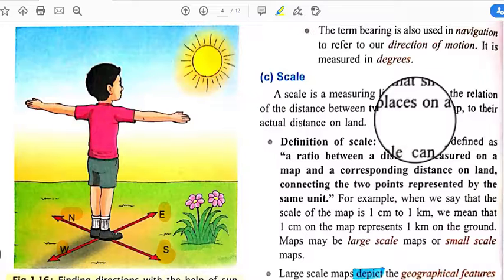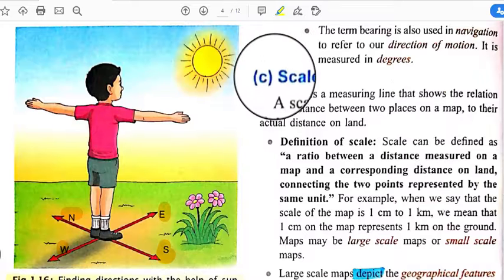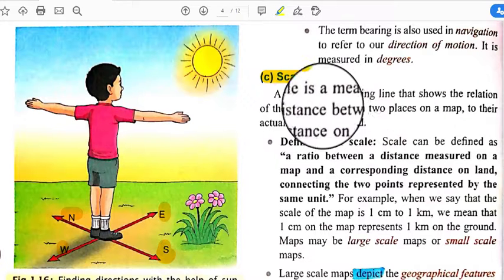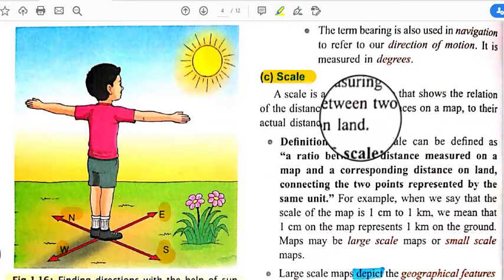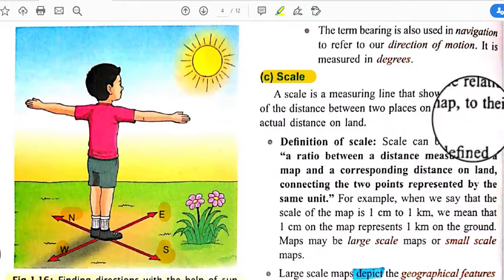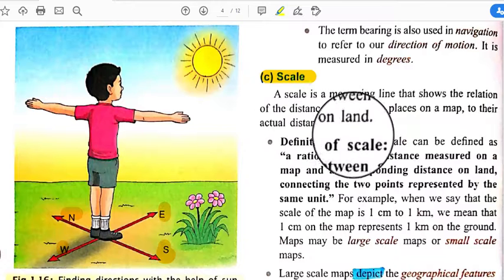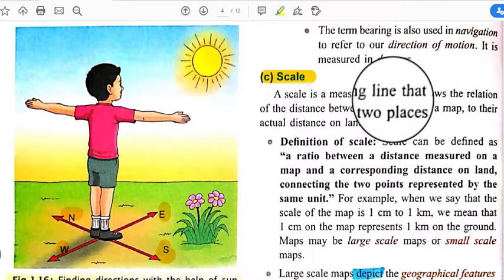Today we will continue our study from scale. So what is scale? Scale is a measuring line that shows the relation of the distance between two places on a map to their actual distance on land. So scale is a measuring line.